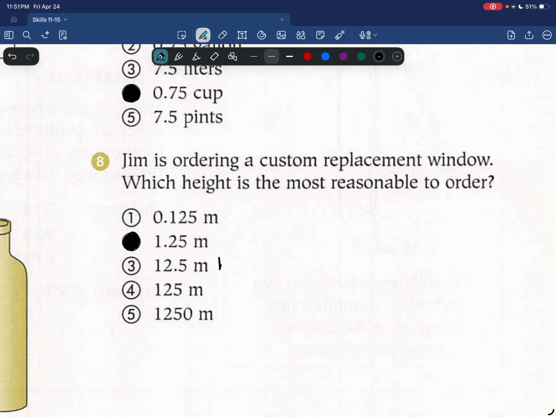This would be the height of a house, possibly. This would be the height of a hotel, possibly. And this could be distance on the street. Not a great distance. But if you're talking about a window, I would say about 1.25 meters would be reasonable.